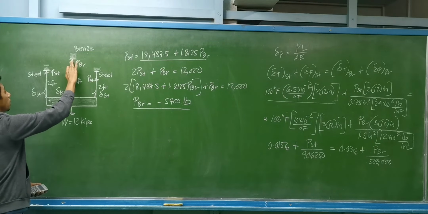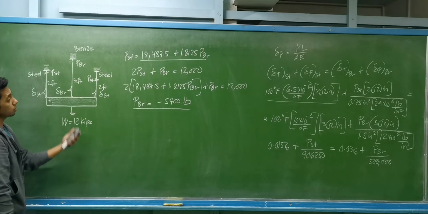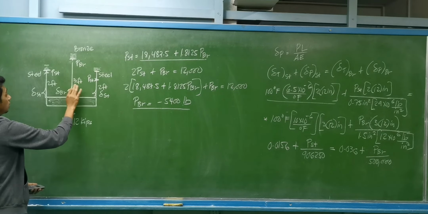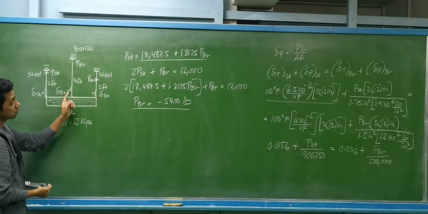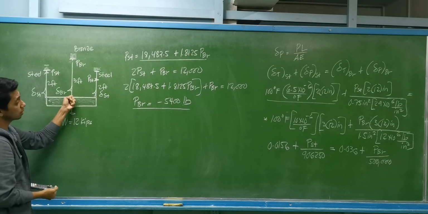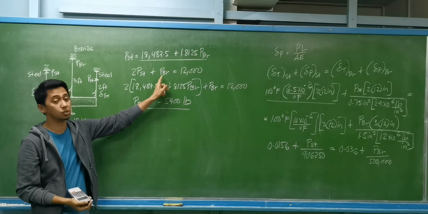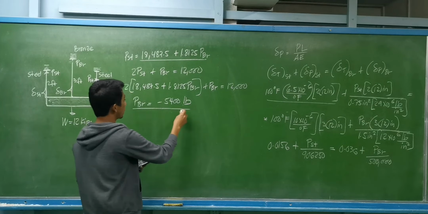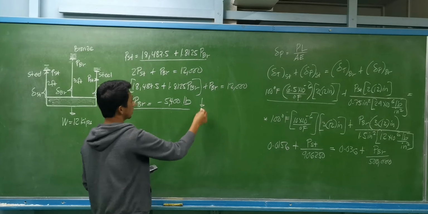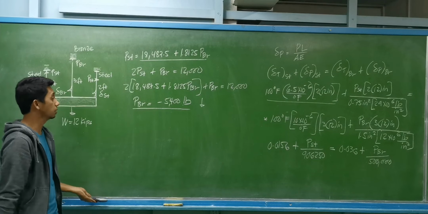So the load to be carried by the bronze rod is under compression, and it is supposedly downward, since we assumed initially that it is upward. So negative 5,400 pounds means the direction should be downward.